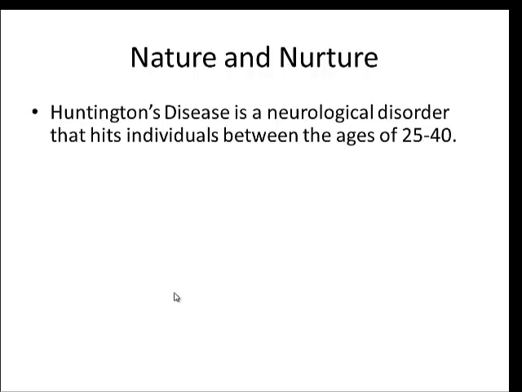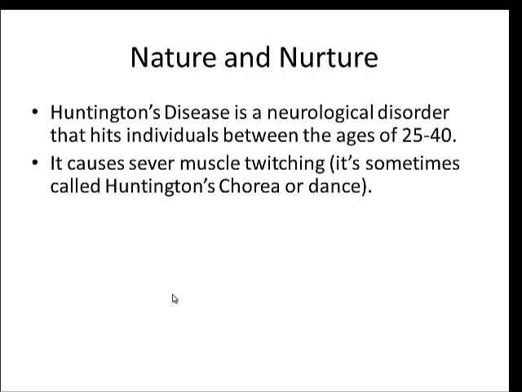Huntington's disease is a neurological disorder. It is caused by a dominant allele, a dominant gene. You have two alleles for a gene. You get one allele from mom, one allele from dad. And in Huntington's disease, if one of your parents has it, that means they have one of the alleles. And you have a 50-50 shot of getting it, assuming your other parent doesn't have it. It causes muscle twitches. It's sometimes called Huntington's chorea because the muscle twitched so much that it's a chorea dance. It's eventually fatal.